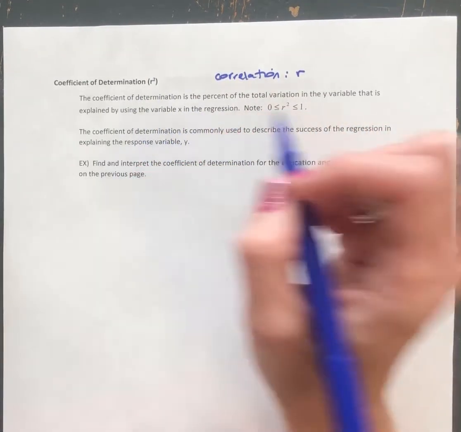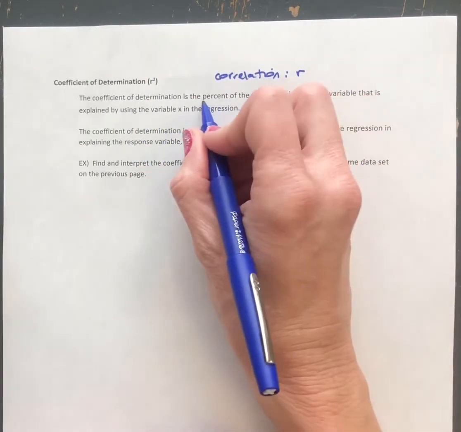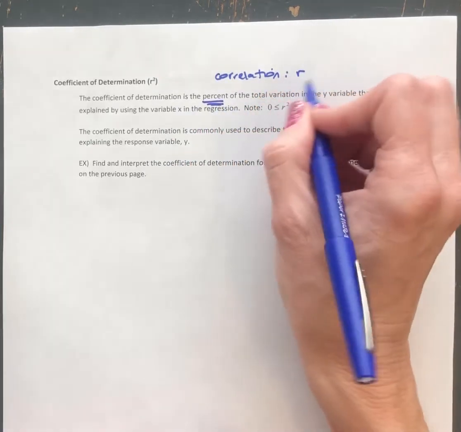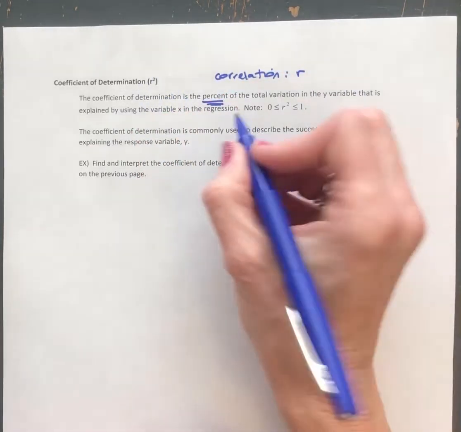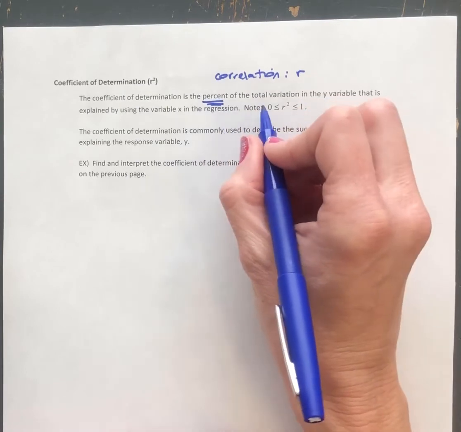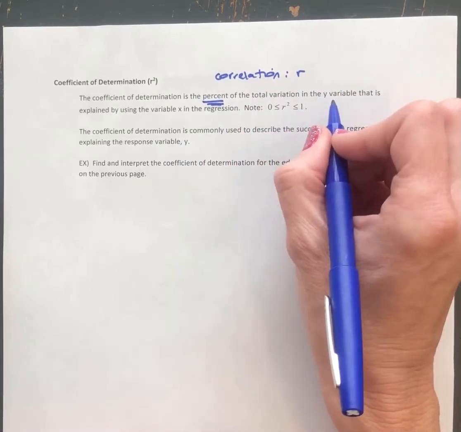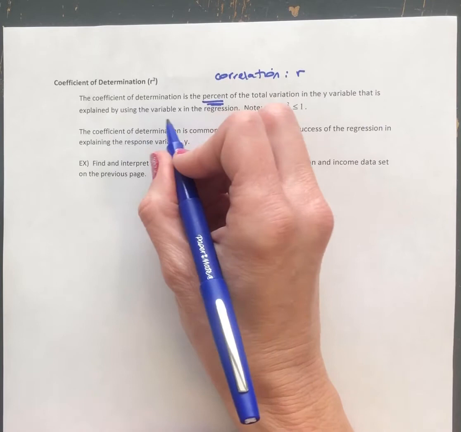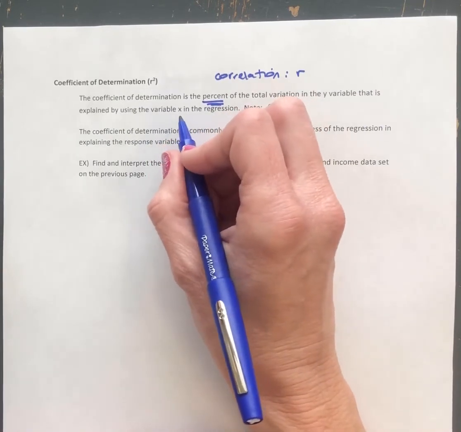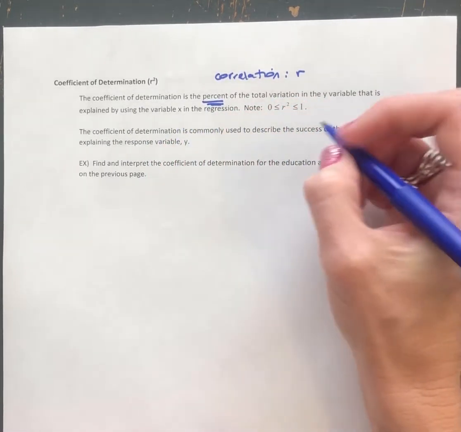And so what we're told here is that the coefficient of determination is expressed as a percentage. R was not, but r squared is. It represents the percentage of the total variation in your y variable that is explained by using the x variables that you used in your model.